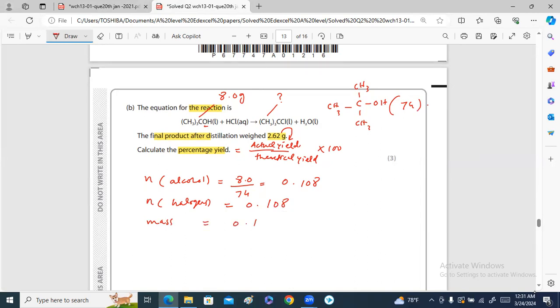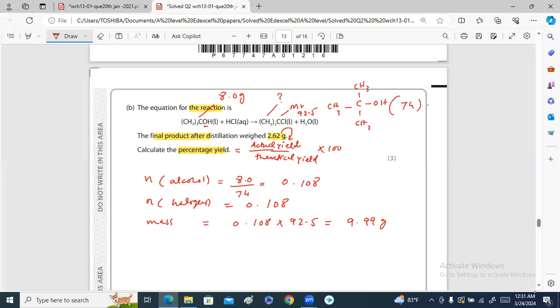Now we can convert these moles into mass. So 0.108 times the MR of this compound. The MR is 92.5. So 92.5 is the MR. So 9.99 grams, approximately 10 grams. So this is the mass of tertiary halogenoalkane, which is obtained by reacting 8 grams of tertiary alcohol with HCl. So this is the theoretical yield.